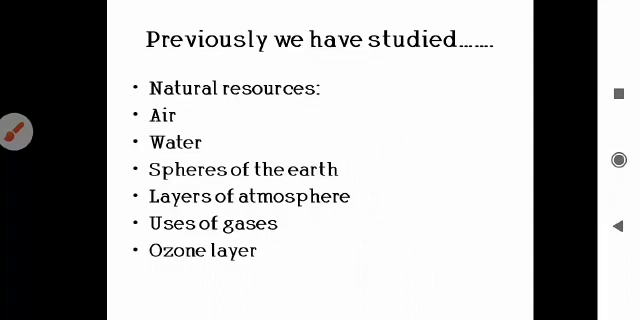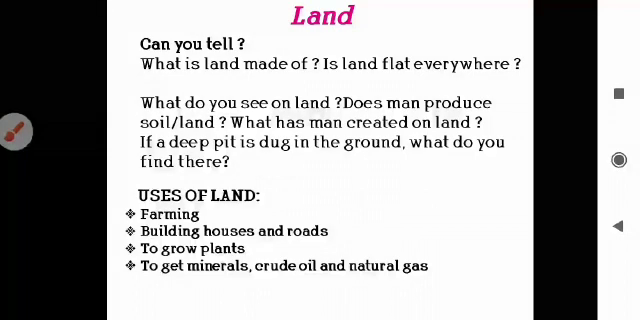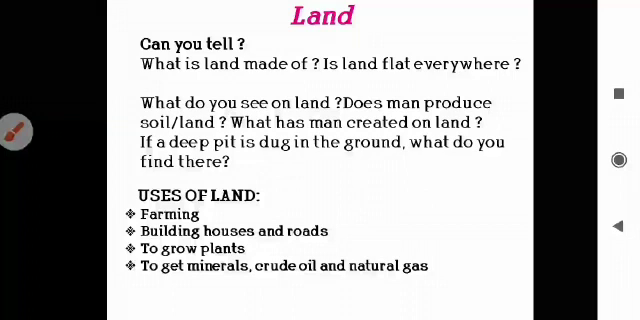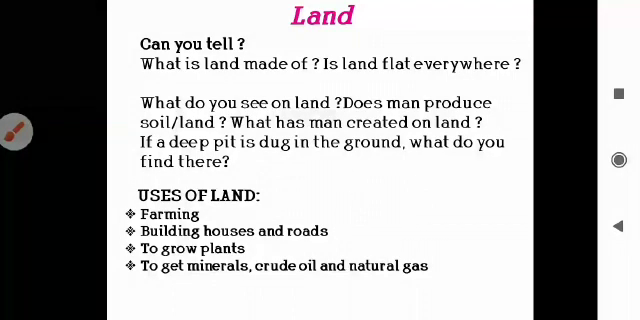Previously we have studied about natural resources, air, water, spheres of the earth, layers of atmosphere, uses of gases and ozone layer. Today we will learn about land. Land is also an important factor for us. Can you tell what land is made up of? Land is made of soil, stones, pebbles, and big rocks.